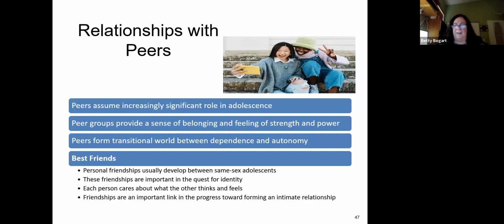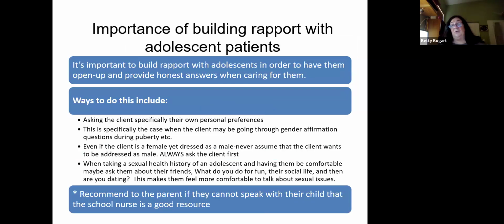They say that the way that you treat your best friend as an adolescent is the way that you're going to be treating your partner for life. So if you're good to your best friends, your partner for life is also going to be treated well.